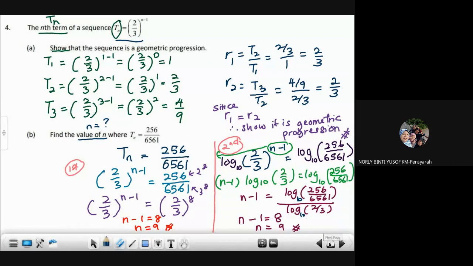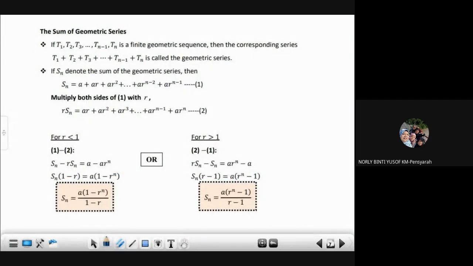So kita pergi kepada, sama dah belajar Tn in geometrics, that is AR power of n minus 1. Dan kita akan belajar sum of geometry. Sum macam arithmetic sequence. So sum Sn lah untuk geometry. So samalah T1 till Tn is finite. Finite maknanya ada berhenti untuk geometry. So the corollary series adalah you tambah the n terms. So it's called geometric series. So Sn tu akan denote lah macam mana T1 ni kan, AR squared till AR n minus 1.